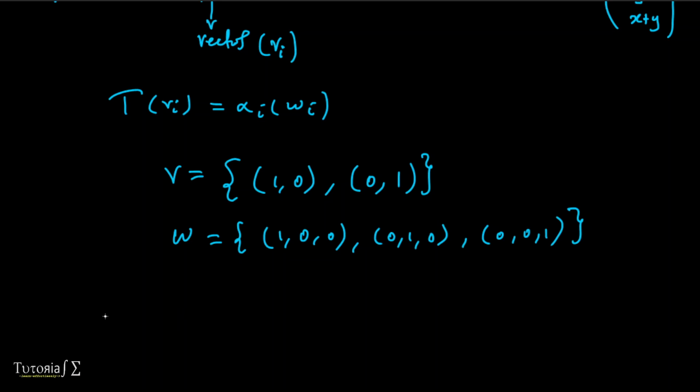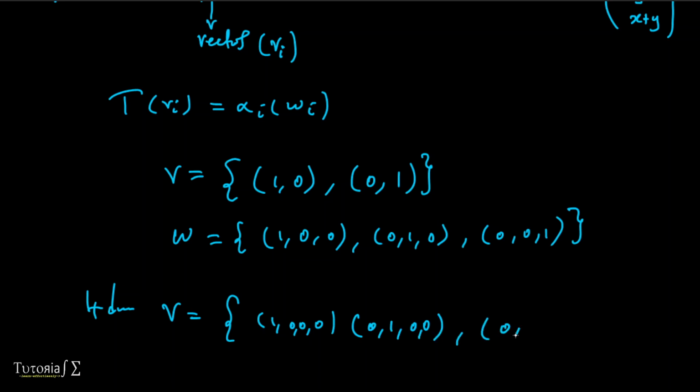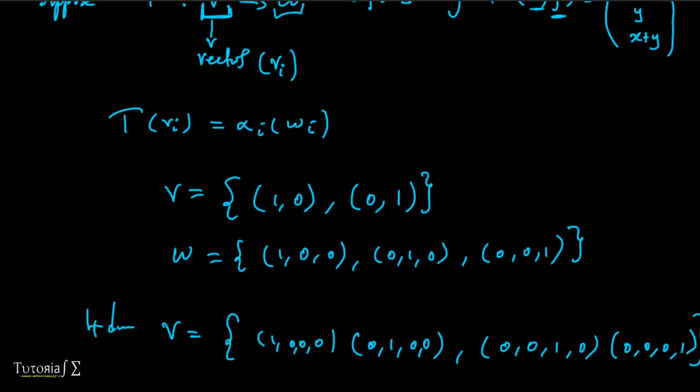So if it was four-dimensional, maybe V, if it was four-dimensional, so the vector would be 1, 0, 0, 0, 4 entries. Then the next one is 0, 1, 0, 0. Then the other one will be 0, 0, 1, 0. Then the other one will be 0, 0, 0, 1. So this is the general idea behind usual basis.